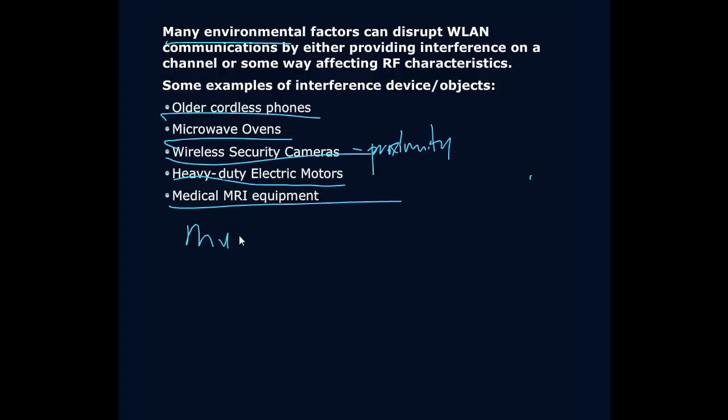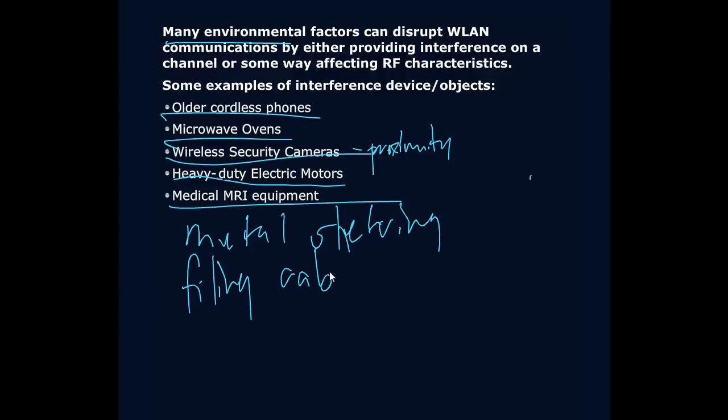Metal shelving. I can go on and on. I really could. Filing cabinets. Metal studs in the wall, unknown to you. So I can keep going here. We can keep going on and on. Metal signs, I've seen that before as well. You know, the big signs at the front of the reception desk. Well, if that's covered in metal, what you have is basically a reflective surface now.